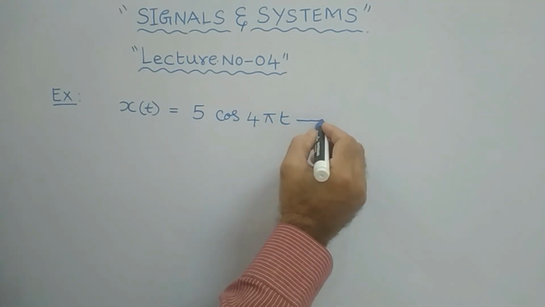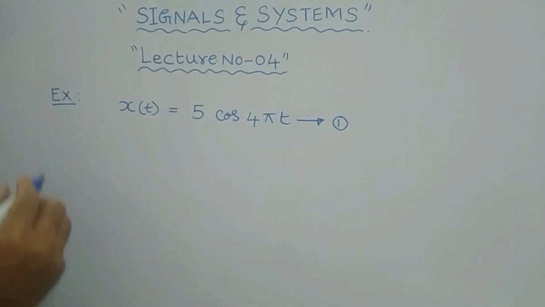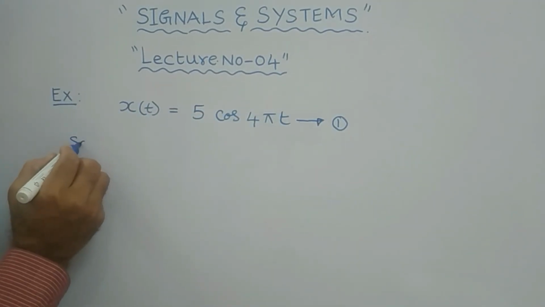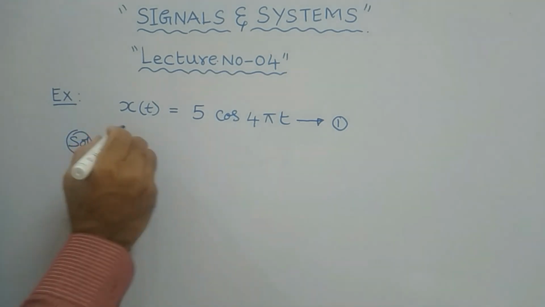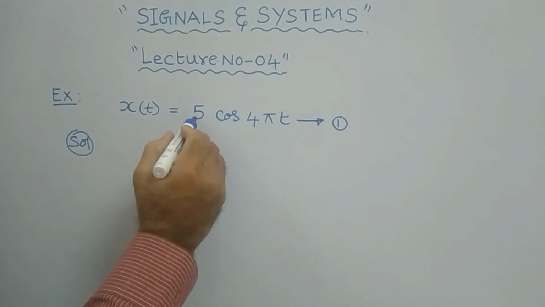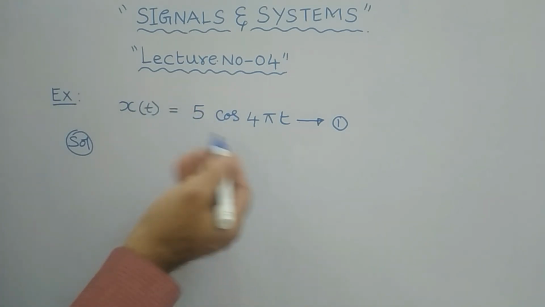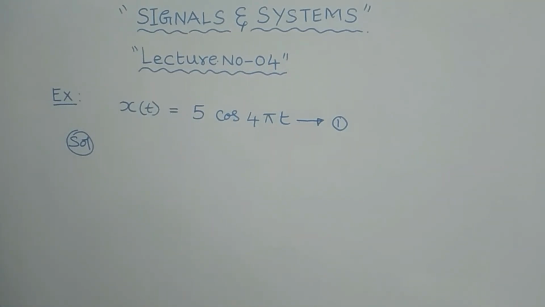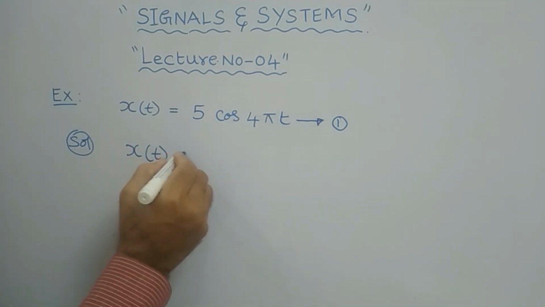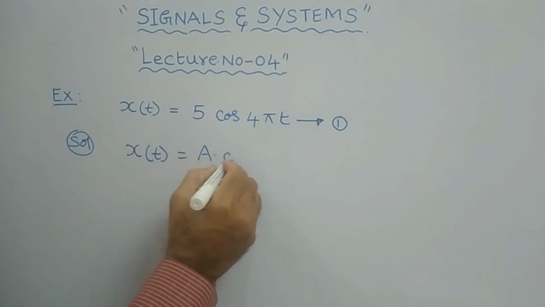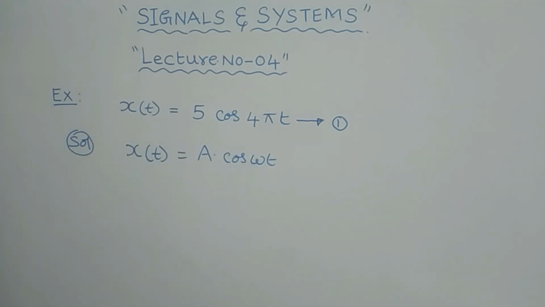You can call this equation number 1. Now for the solution part, what is the given signal? It is 5 into cos, so it is a cosinusoidal signal. What is the standard form of any cosinusoidal signal? It is very simple: x of t is equal to a cos omega t. This is the standard form of the cosinusoidal signal.